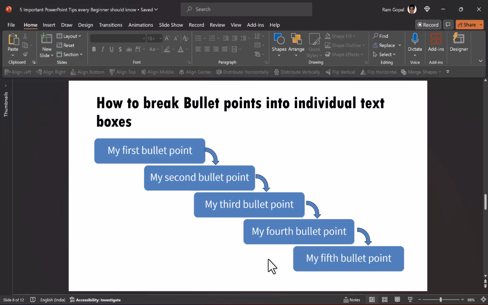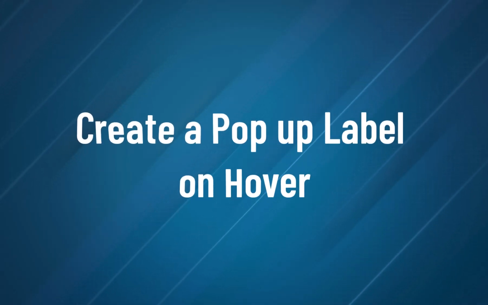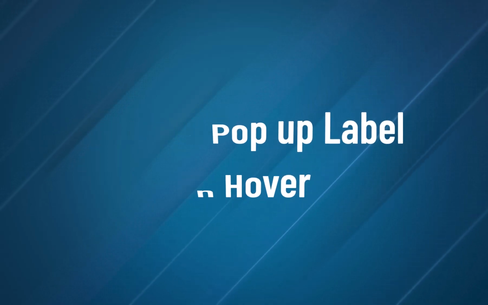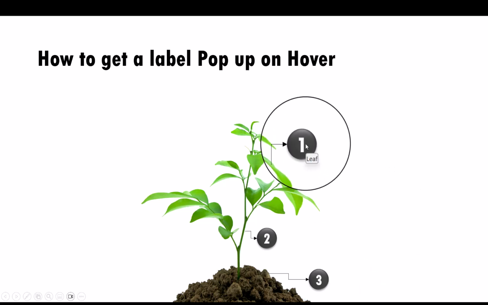Isn't this interesting? The next tip is how to get a label pop-up on hover. Let me show you what I mean by that. Here is a simple diagram of a plant. Instead of writing the labels here, I want this to be an interactive exercise. All that the student needs to do is to hover the cursor over in the slideshow mode, and the name of that particular part of the diagram is shown.